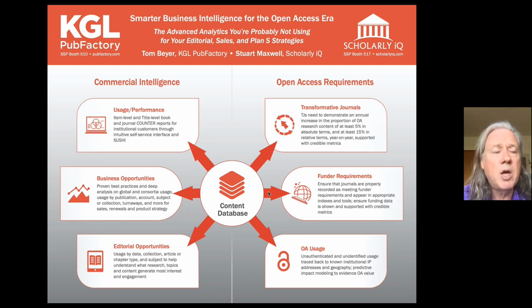In general, you usually need to be able to monitor and show that the percentage increase of open access content is increasing at least 5% in absolute terms and 15% in relative terms year over year. And you need to be able to then report that data back, usually on the site.